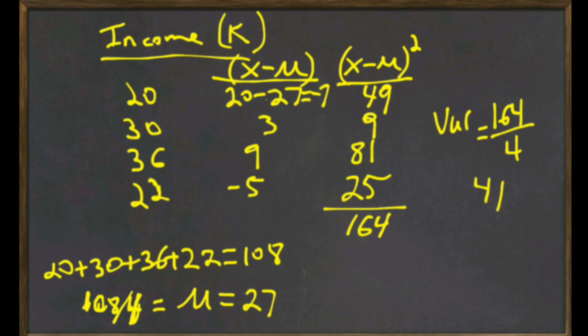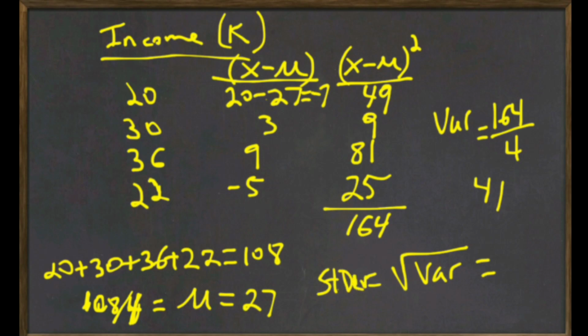Okay, so we now have a way to describe this variable of income across our 4 observations. We would say our 4 people here make an average of $27,000 with a variance of 41,000. But as we said, we can take this and simply do the square root of the variance. That's going to be the standard deviation.